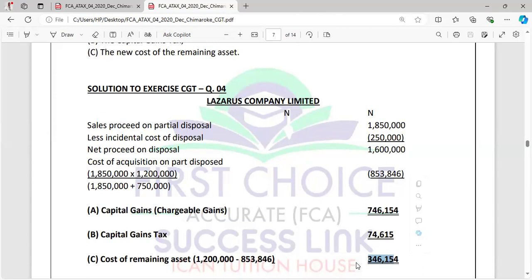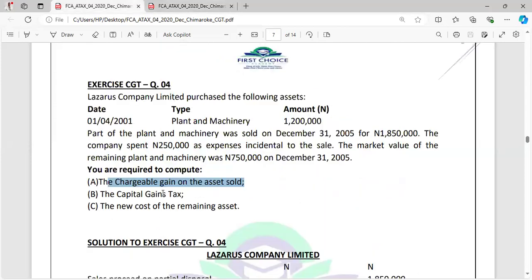So in our calculation of A times C all over A plus B, A is how much you receive in cash. C is your original cost of acquisition. B is your market value of the remaining assets. So take note of all of these. So that's for partial disposal. Let's look at another example of partial disposal.